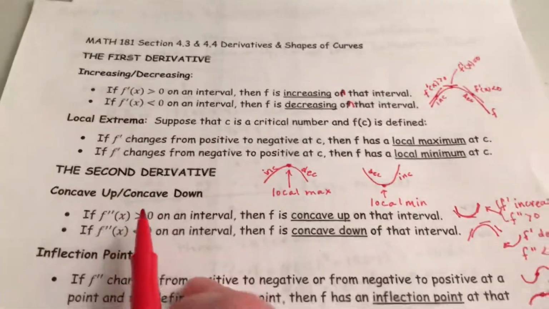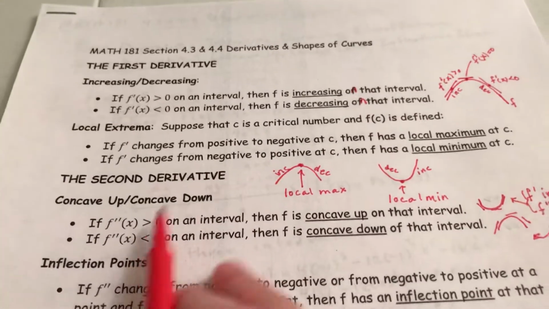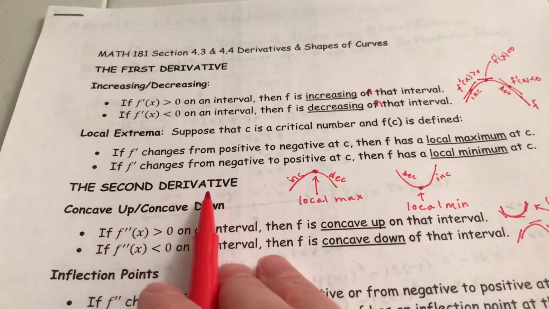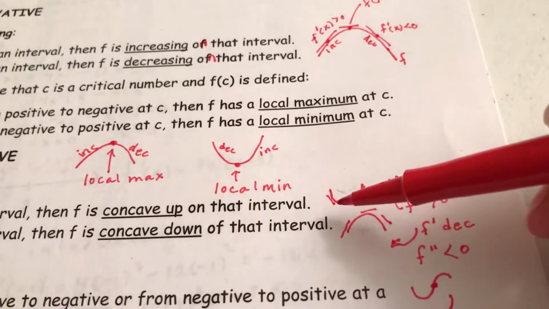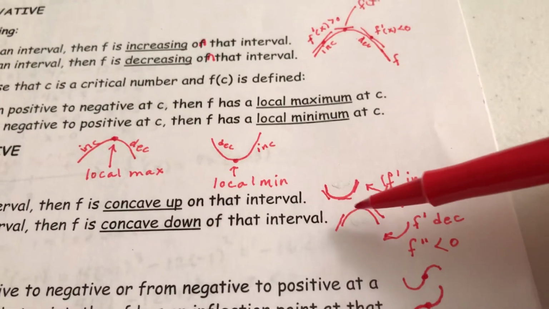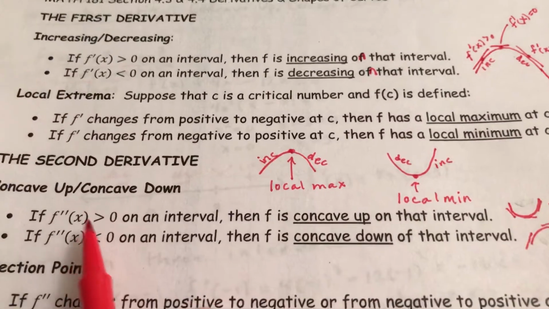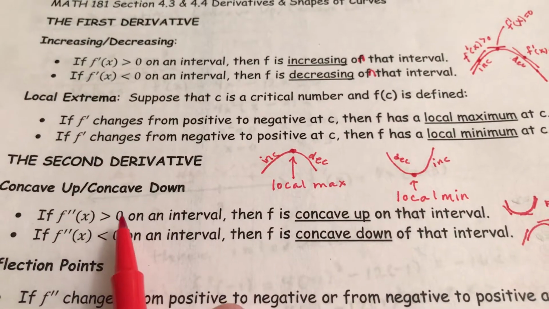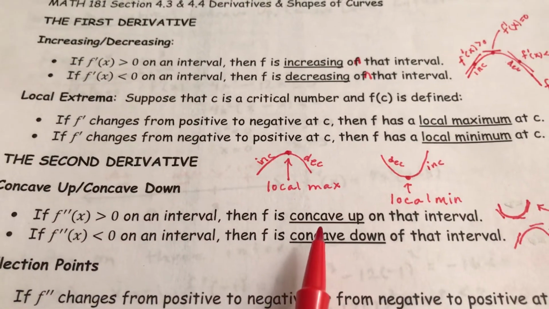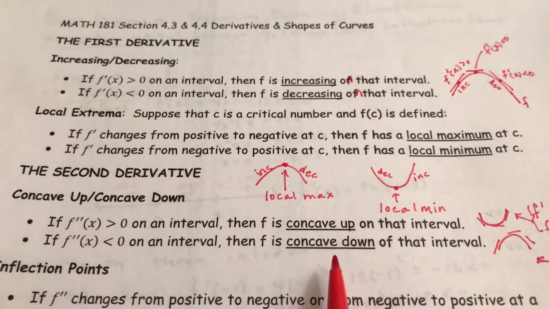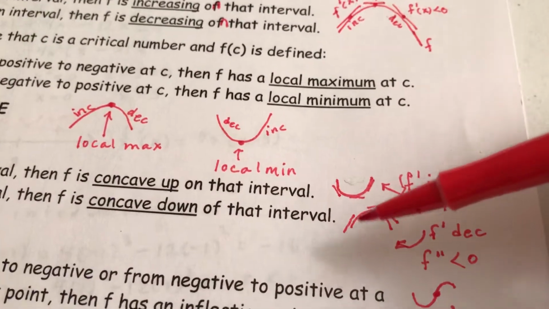Concavity is a little more complicated to see. I mean, this first part's not too bad, but the second derivative talks about concave up and concave down. And concave up, you want to think of it as kind of a smiley face, and a concave down as a frowny face. If the second derivative is positive, that means the function is concave up. If the second derivative is negative, then the function is concave down. So here's concave up, and here's concave down.